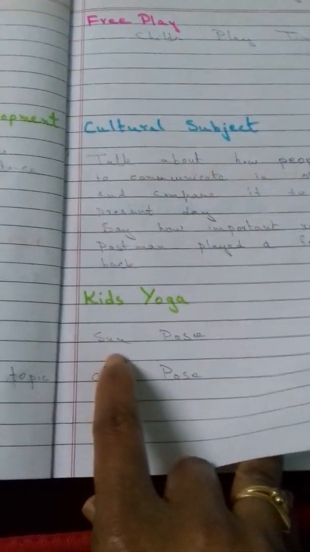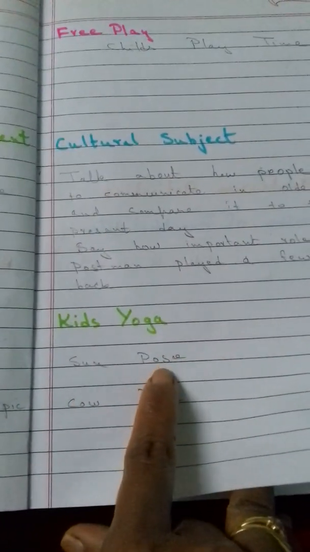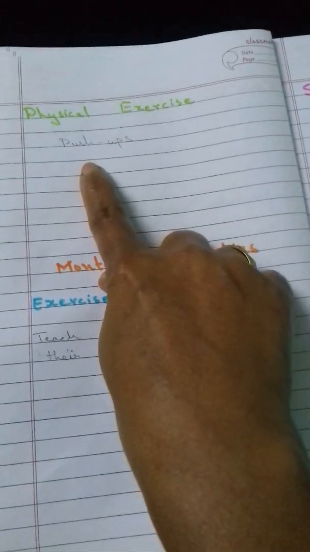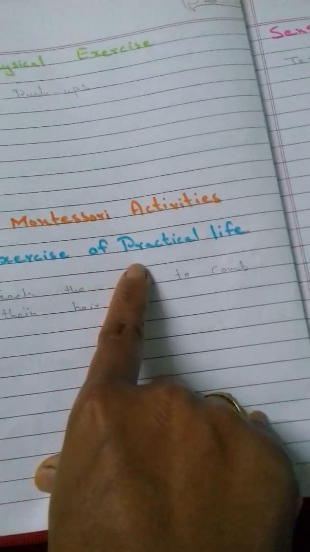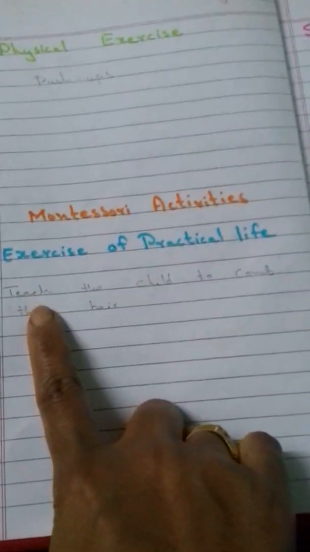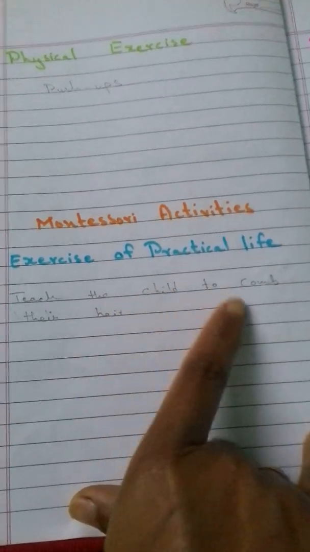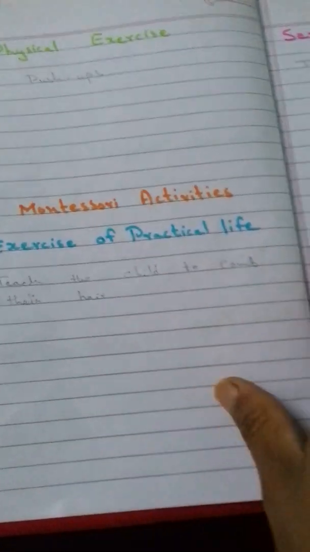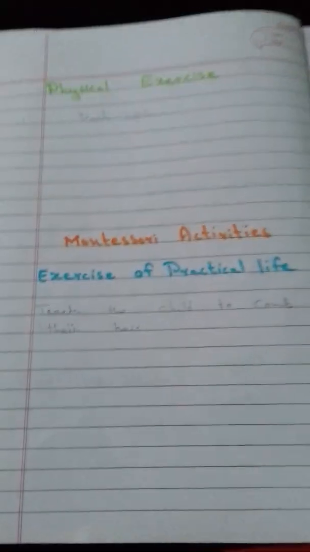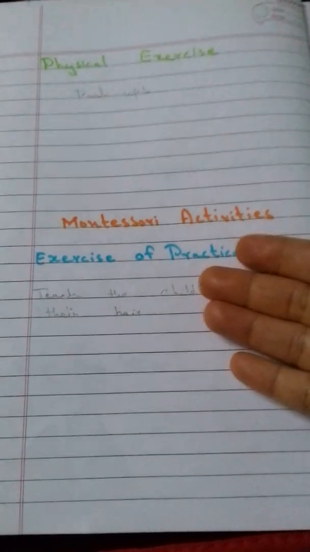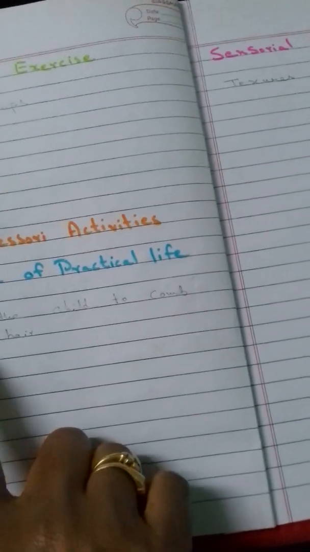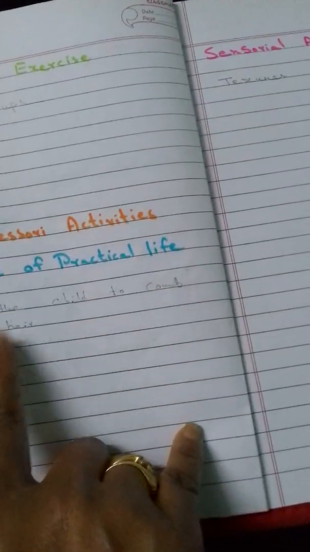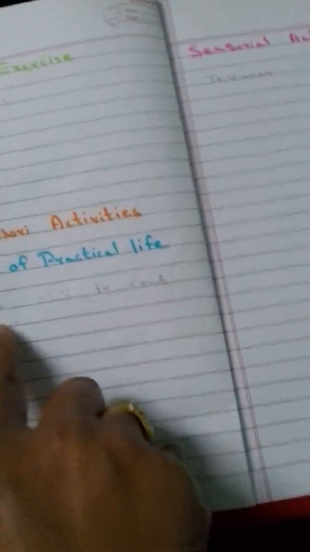And in kids yoga, you can teach the child sun pose and cow pose. Then in physical exercise, push-ups. Then in Montessori activity, exercise of practical life, that is EPL. Now you can teach the child or allow the child to comb their hair. First in fine motor, while introducing, you are introducing the child to comb the hair of the doll. And later on, once they have mastered that, you can ask the child to comb or brush his or her own hair.